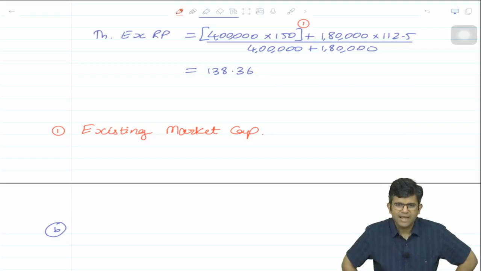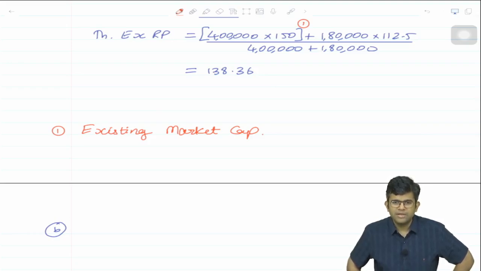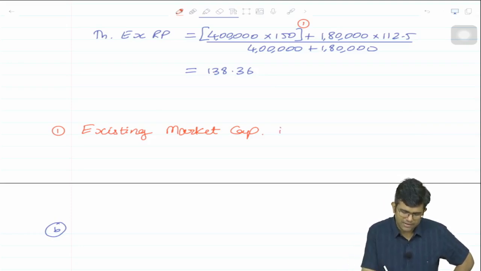Existing market cap. Market capitalized value: number of shares into market price per share will give you the total market value. Everybody clear? Not a big deal. Everyone following till here? Now, just think, I am a company having 4 lakh shares, 150 is the price. Total, I have my market value as 6 crores actually. Existing market cap is 6 crores. Now, these 6 crores, I'll write here, that is 6 crores.